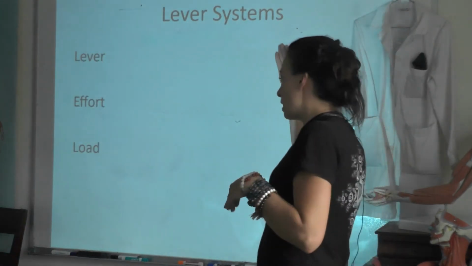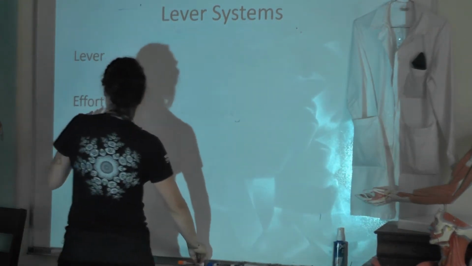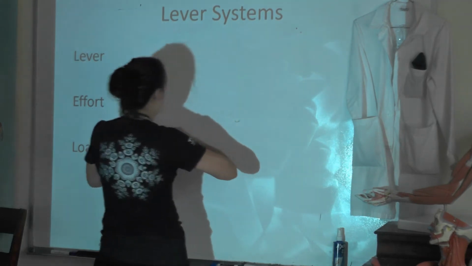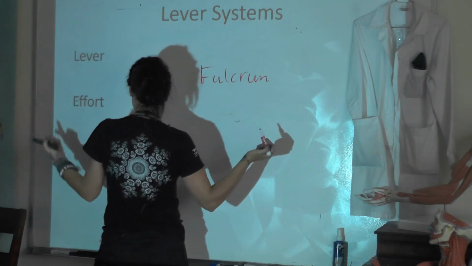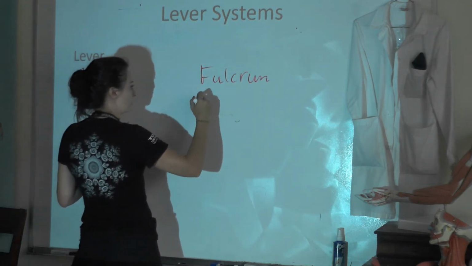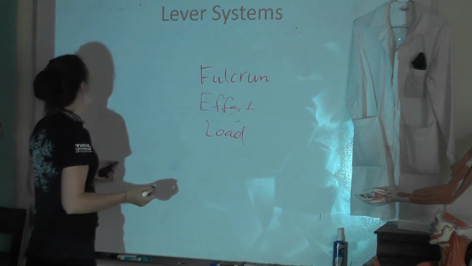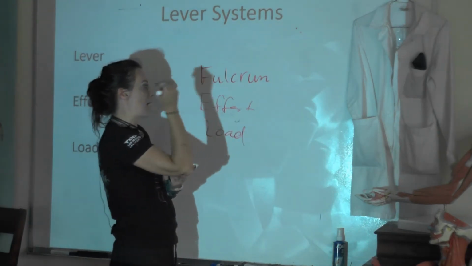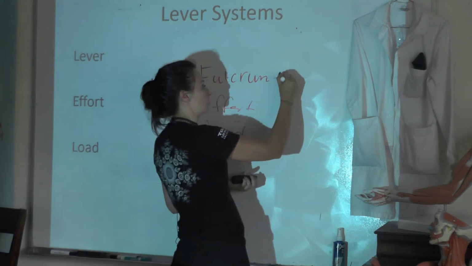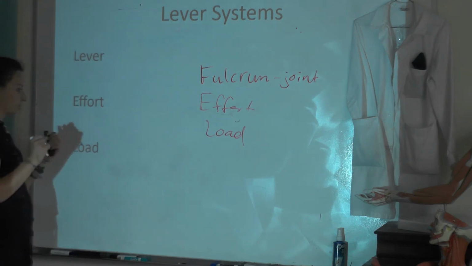So in our lever systems, the players we're going to be looking at are the fulcrum, the effort, and the load. The fulcrum is the pivot point around which we're moving. In the body, this is the joint. The effort, again, is the work applied by the muscle, and the load is whatever we're asking it to do.